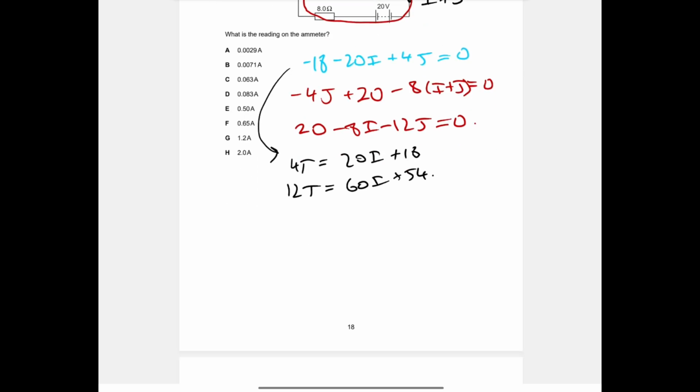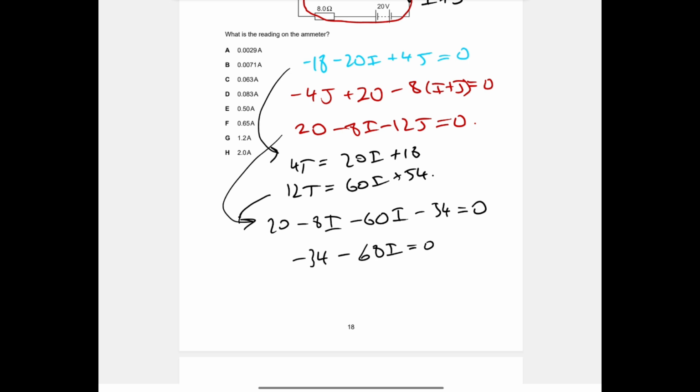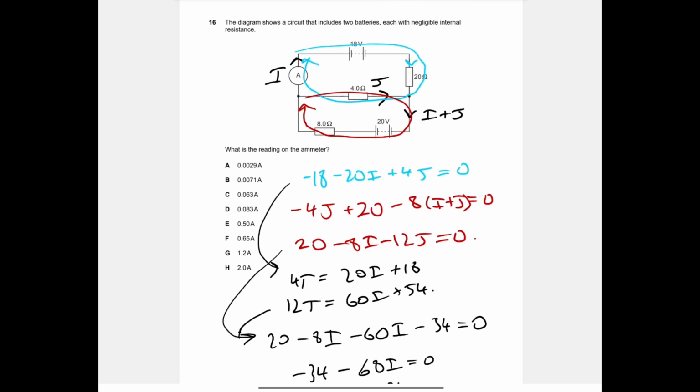So 12j equals 60i plus 54. If we combine both of them, we get 20 minus 8i minus 60i minus 54 equals 0. So that means minus 34 minus 68i equals 0, so 68i equals minus 34. So i equals minus a half. So the reading on the ammeter is going to be half an amp, and the current's actually going to flow this way. So yeah, that is E.